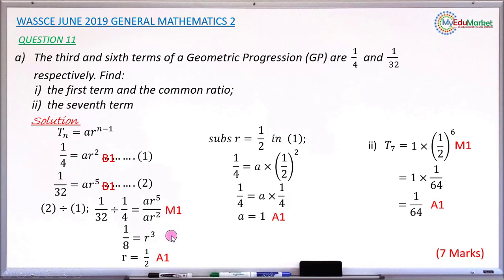When you have your r as exactly 1/2, you have an accuracy 1 mark. When you have your first term, letter a, as 1, you have an accuracy 1 mark. When you substitute your r, your a, and your n correctly in attempting to get term number 7, you have a method 1 mark. And when you have term number 7 exactly as 1/64, you have an accuracy 1 mark. So in total, this question has 7 marks.